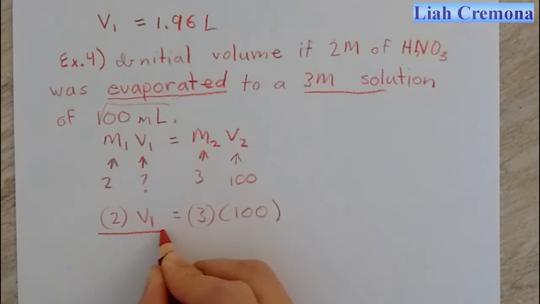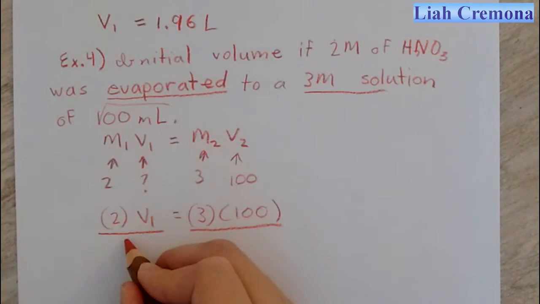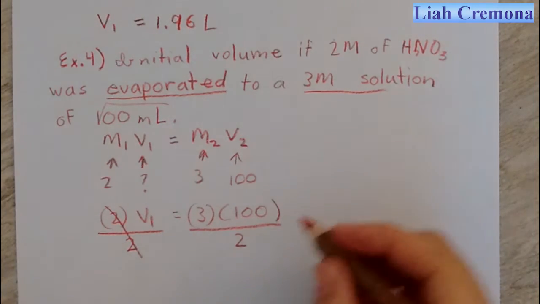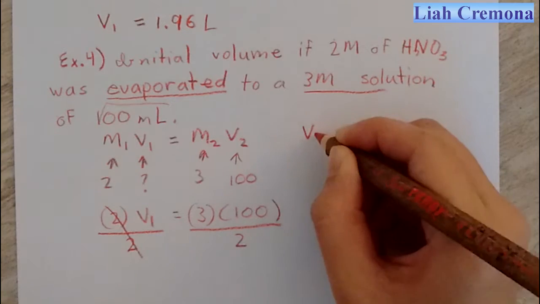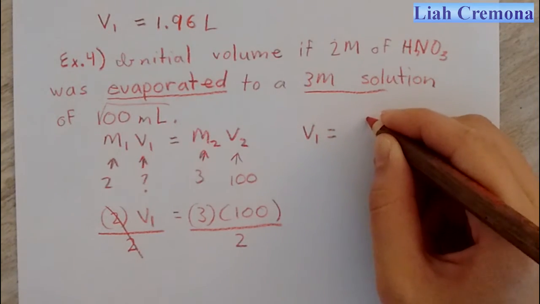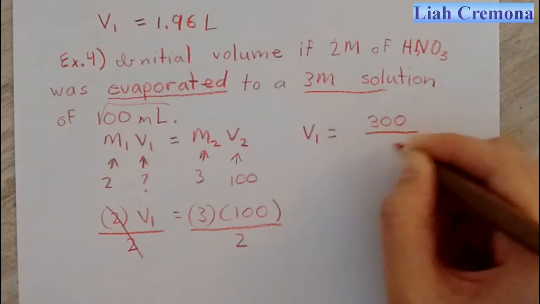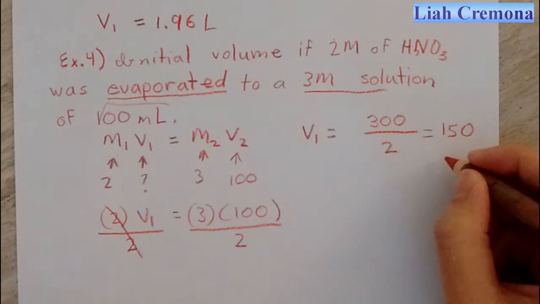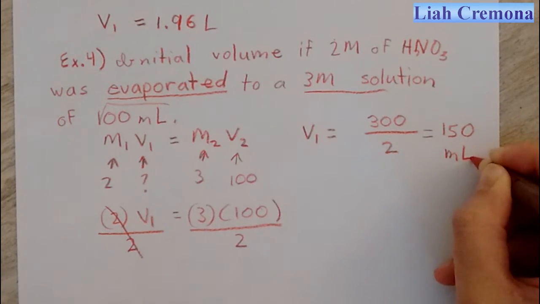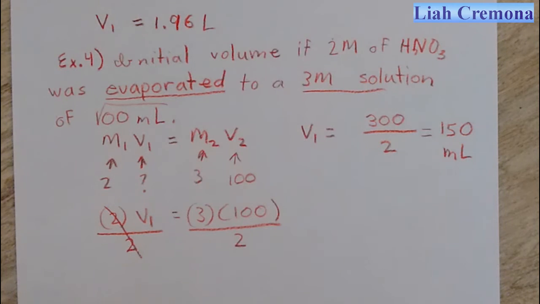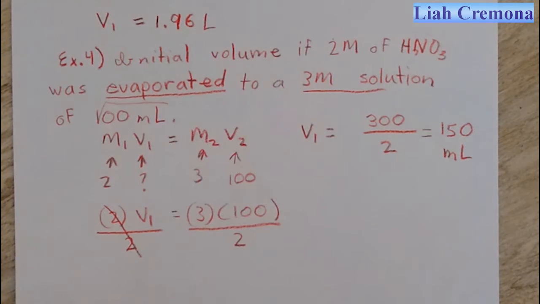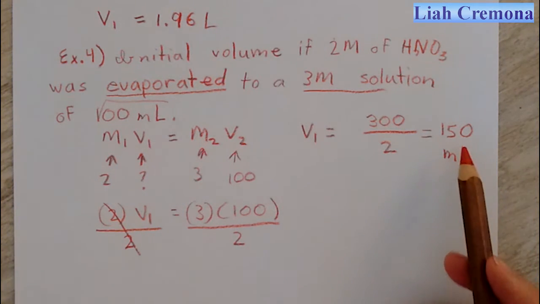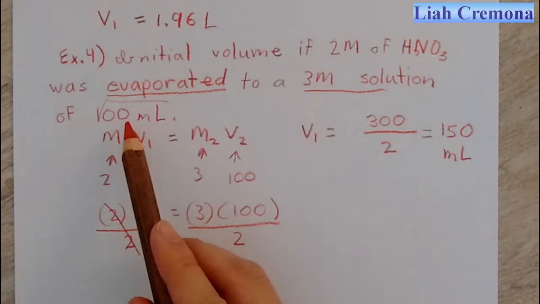To isolate V1 on the left side, we divide both sides by 2 in order to cancel out 2 on the left side. This will lead to V1 equal to 300 divided by 2, which is 150. And that unit will be in milliliters. So as expected, the initial volume before evaporation was greater than the end volume after evaporation.